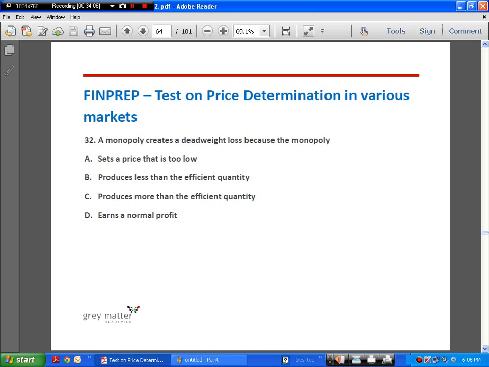So, if a monopolist firm is maximizing profit, which does not happen at the lowest point of the average cost, he will still continue production. Producing below the full capacity is a predominant feature of monopoly. Therefore, the right answer is option B, produces less than the efficient quantity.